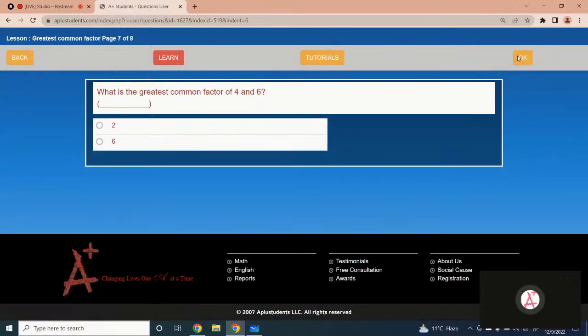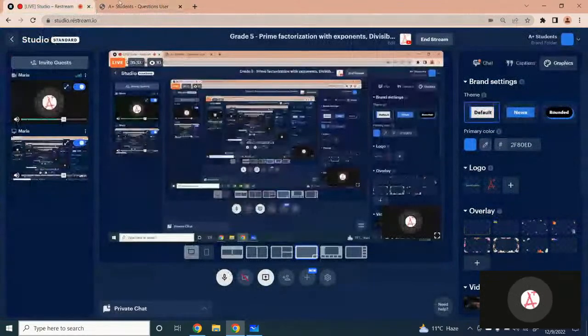Very good. Okay, what is the greatest common factor of 4 and 6? Which number is it? Which option is the correct one? What is the GCF of 4 and 6? Is it 2 or 6? Very good. It would be 2. 2 is the only number that can divide both 4 and 6. Got it? Okay, you can complete the test by yourself later today.